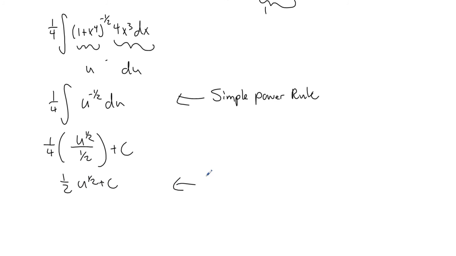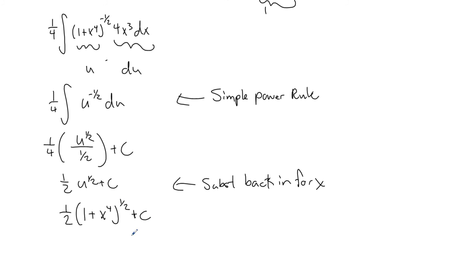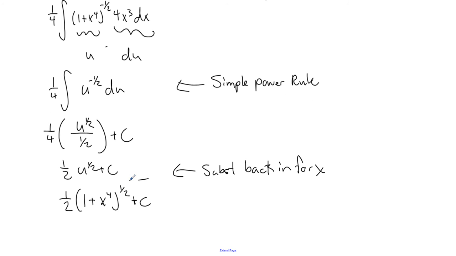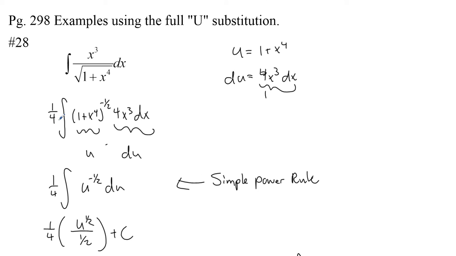Substitute back in for u, and we'll have 1 plus x to the 4th to the positive 1/2 plus c. And again, if you take the derivative of this thing, you will most certainly get the original integrand back.